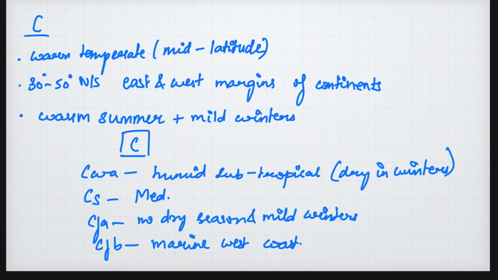Coming on to C type of climate, it is warm, temperate, mid-latitude climate. It is found 30 to 50 degrees north and south on the east and west margins of the continents. It has warm summers and mild winters. C type of climate is further divided into CWA, which is humid subtropical climate. It has dry winters. CS, which is the Mediterranean climate, has dry summers and wet winters. CFA has no dry season and mild winters. CFB is marine west coast climate.